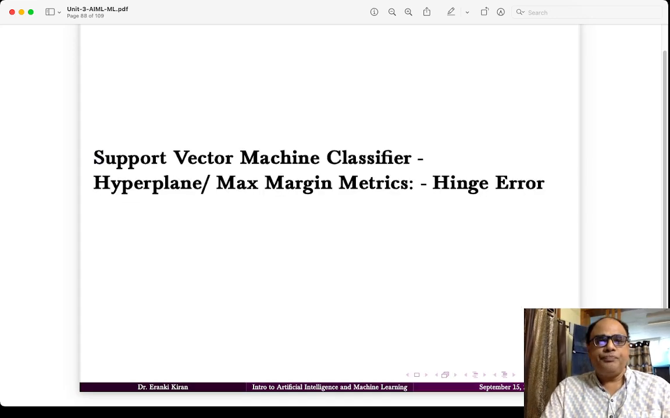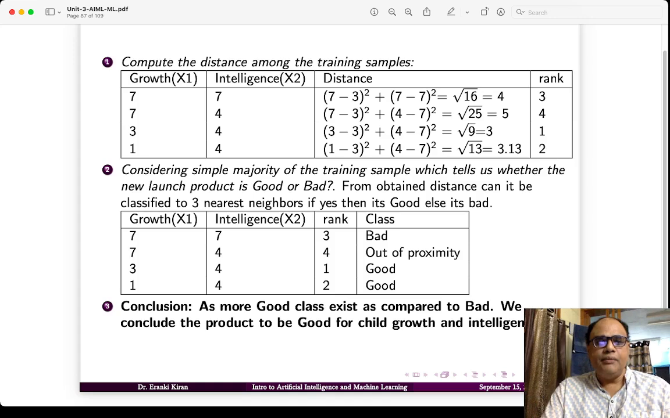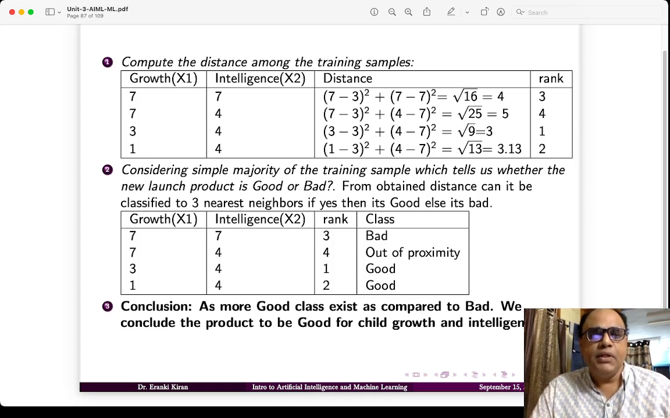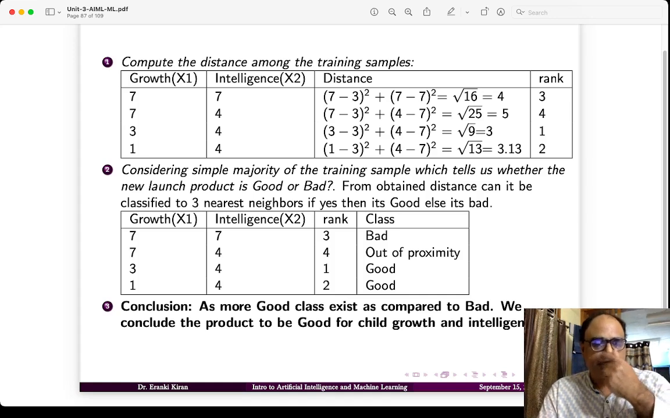With this I conclude this presentation on the k-nearest neighbor classifier. After this we will discuss another classifier approach, another classifier model for supervised learning.